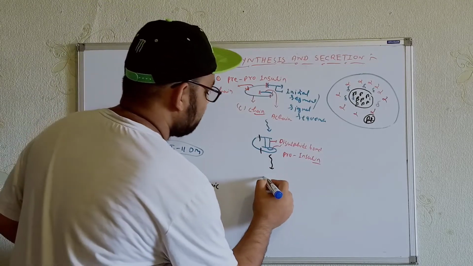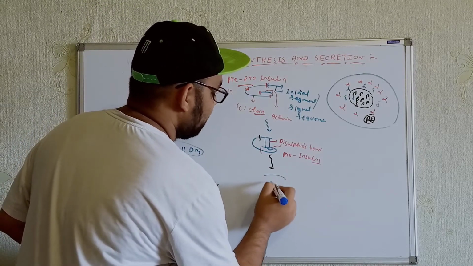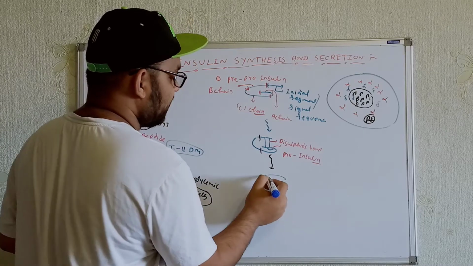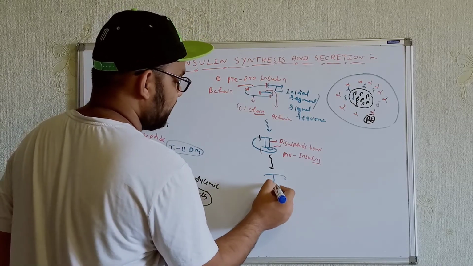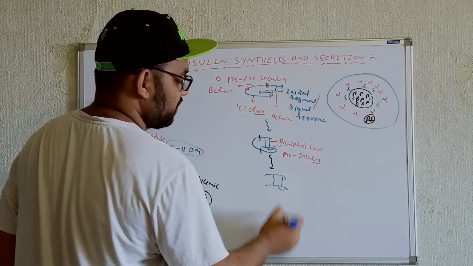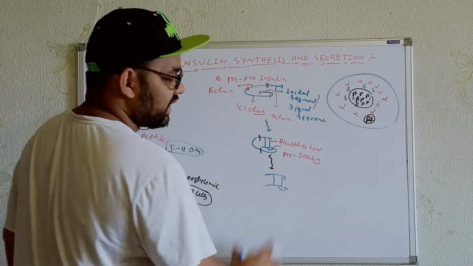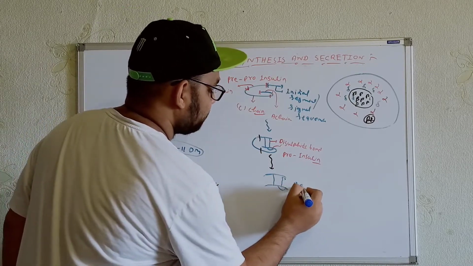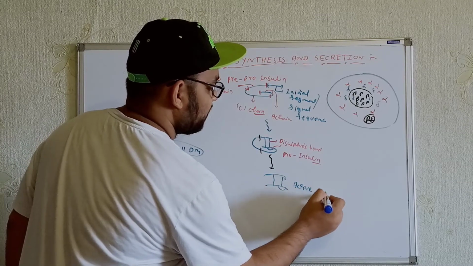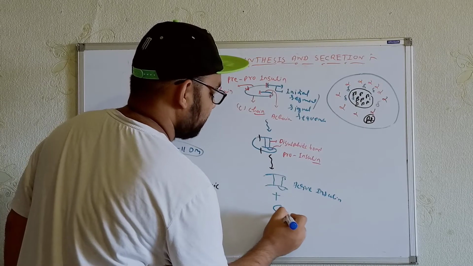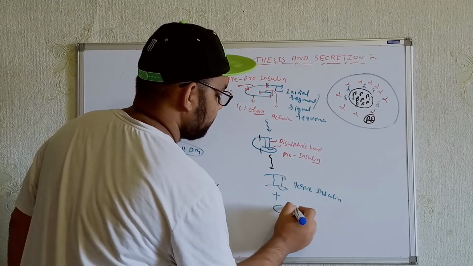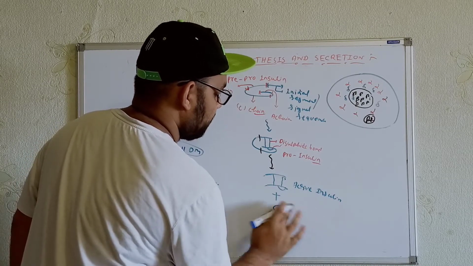Now, if the C chain is removed, then only the A chain and the B chain are left. This is the B chain, this is the A chain, and we will see the disulfide bond between them, just like this one. So now this is known as active insulin. Along with that we'll get what? The C peptide. C peptide.